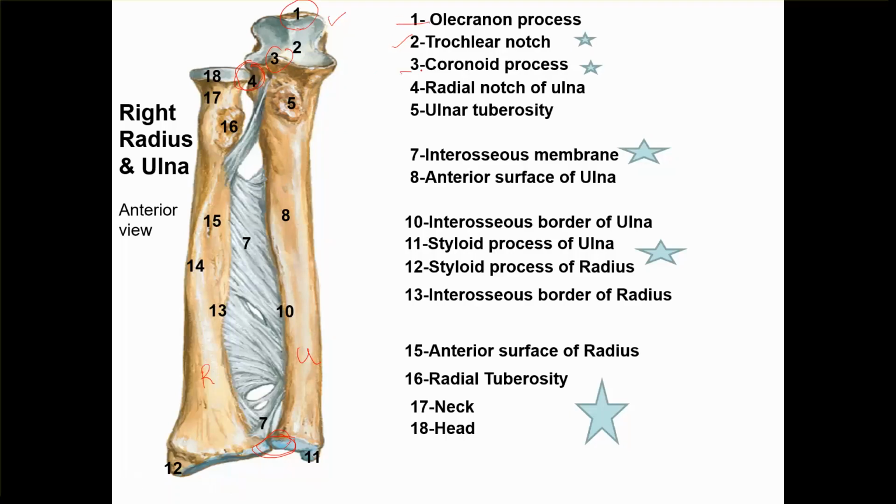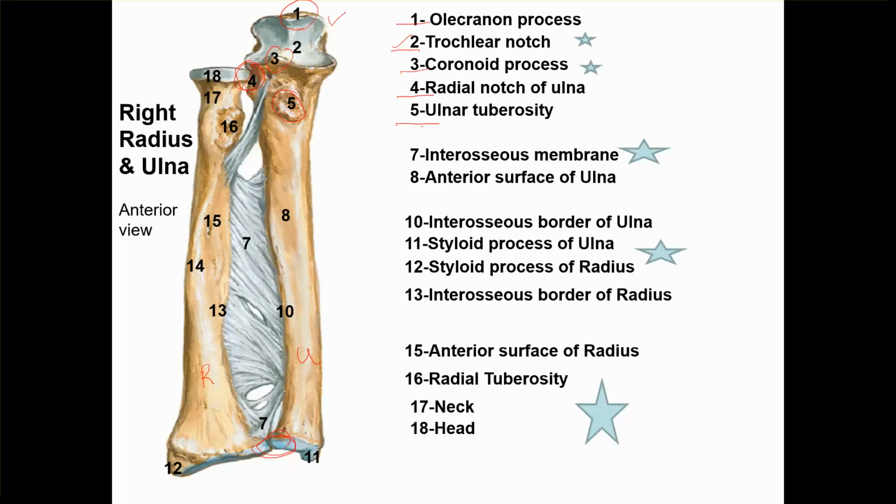There are two notches: the trochlear notch, between the olecranon and the coronoid process, and the radial notch, between the ulna and the radius at the upper end. So that is called the radial notch. In the anterior aspect you can also look for the ulnar tuberosity.